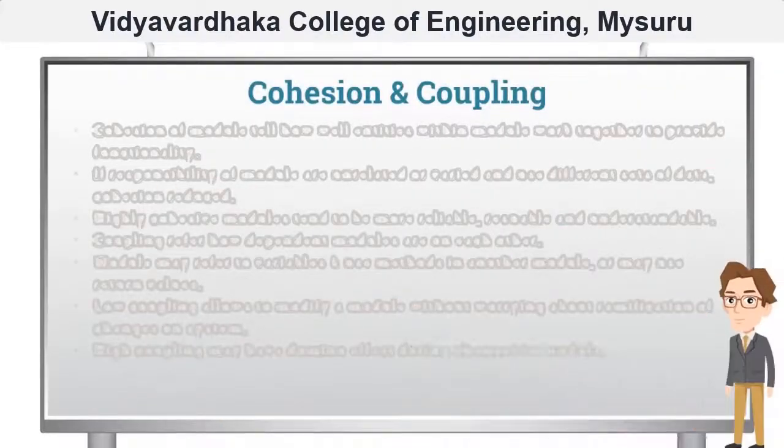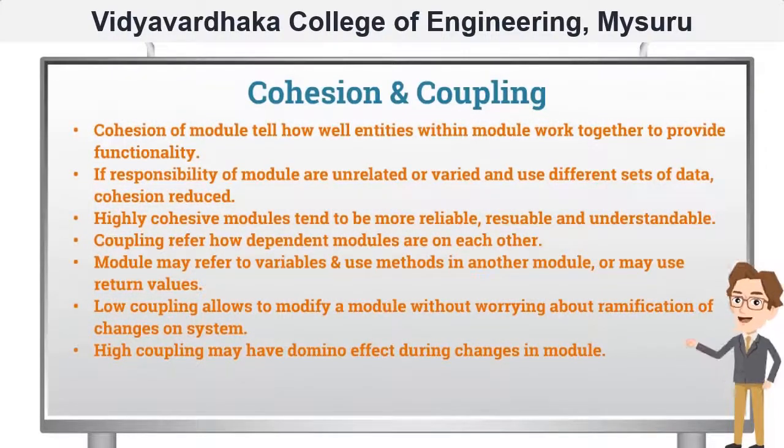Now we shall see how cohesion and coupling affect system functionality. Cohesion of a module tells how well entities within the module work together to provide functionality. If the responsibilities of a module are unrelated or varied and use different sets of data, cohesion is reduced. Highly cohesive modules tend to be more reliable, reusable, and understandable, whereas coupling refers to how dependent modules are on each other. Modules may refer to variables and use methods in other modules or may use returned values. Low coupling allows modifying a module without worrying about the ramifications of changes on the system, but high coupling may have a domino effect during changes made in the module.